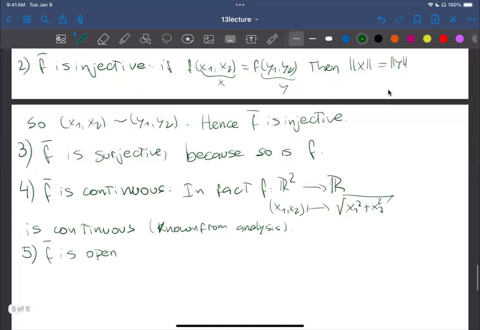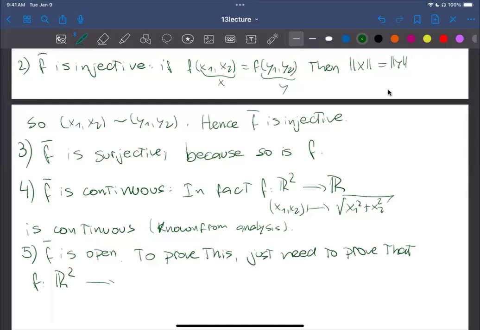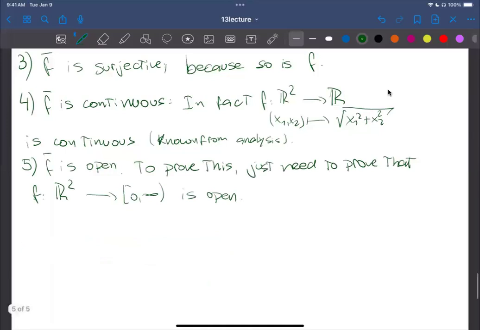So to prove this, we just need to prove that f is open. So f, which goes from R2 to zero infinite, is open. That's the second part of our theorem from before, the last theorem. Okay, that's what we need to prove.